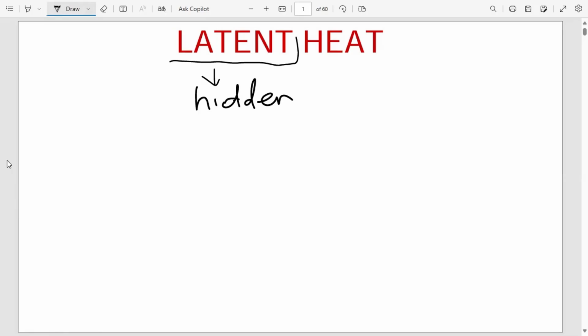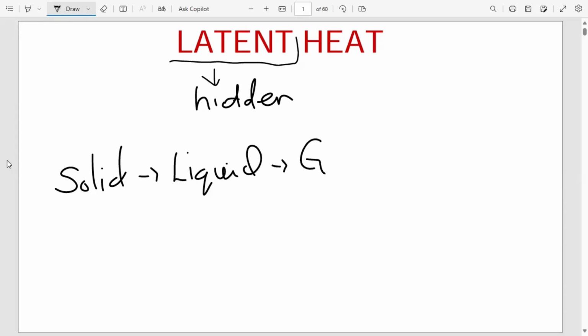So what are we exactly focusing on when we talk about latent heat? Remember, substances or matter fall into three different states. There's what we call the solid state. There's what we call the liquid state. Whilst there's also what we call the gaseous state. And matter can actually transition from solid to liquid, also from liquid to gas.